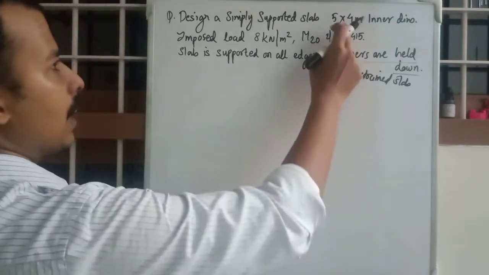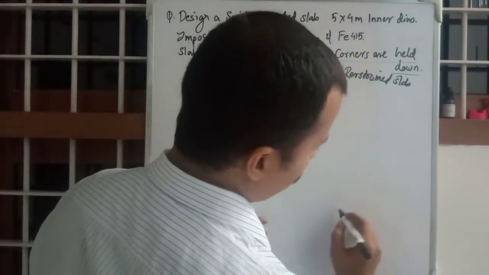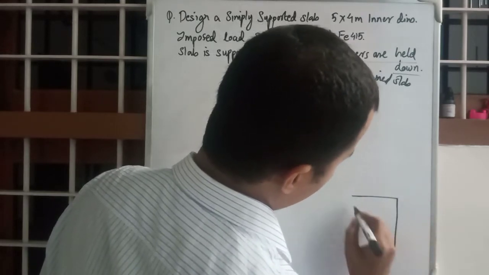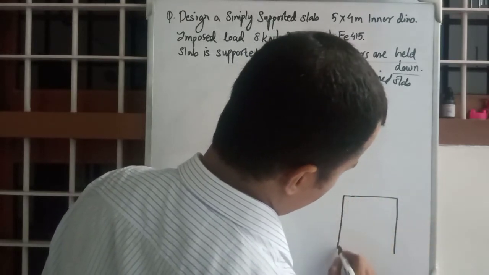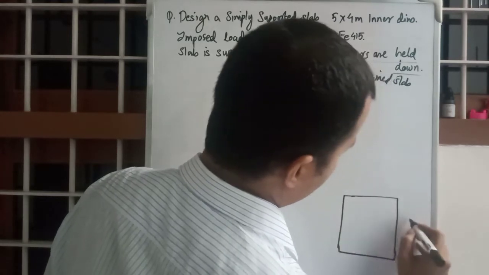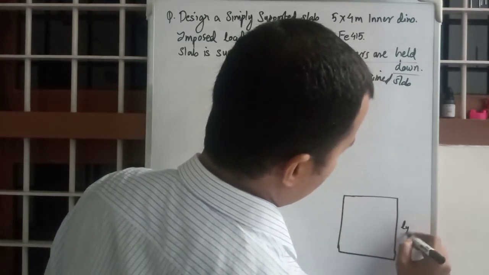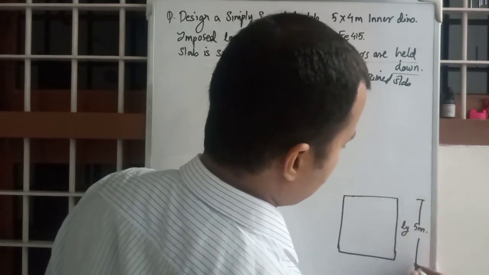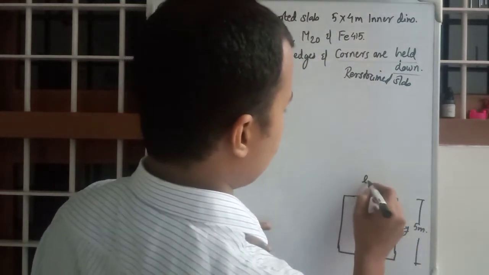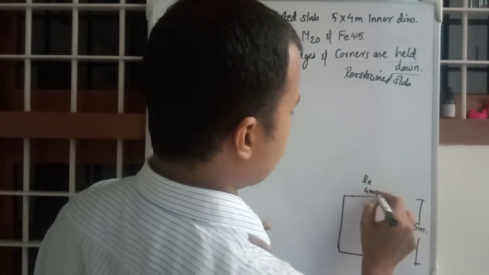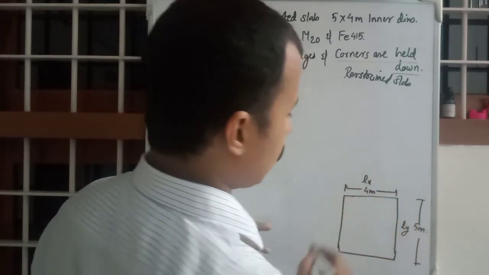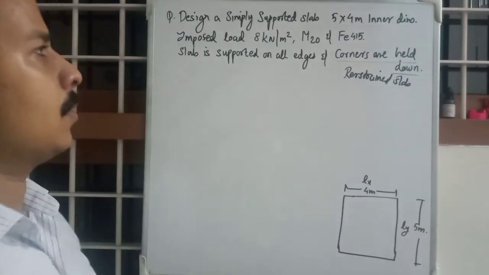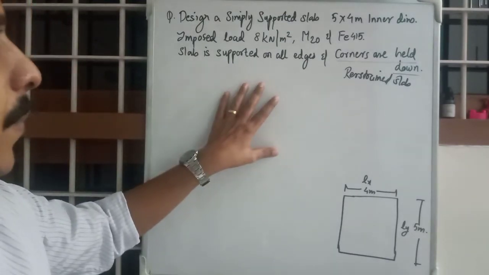Okay, so we have the dimensions here. I will just draw this: 4 meters. This is Ly, that is 5 meters, the longer span. Lx is 4 meters. So we will just start.